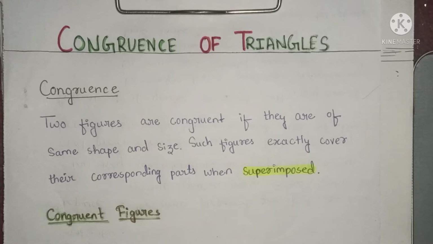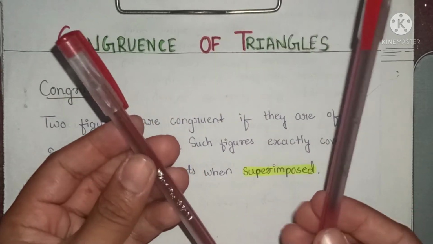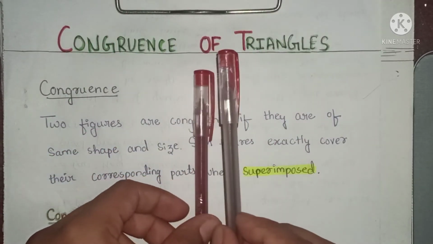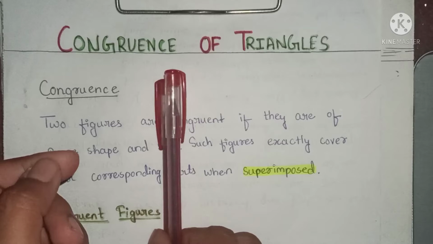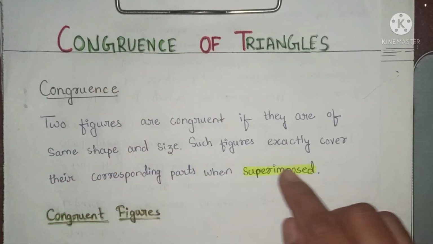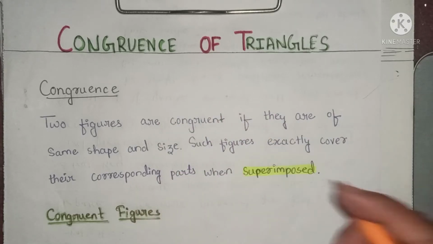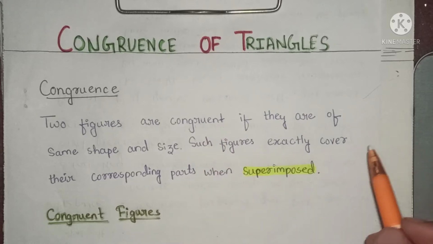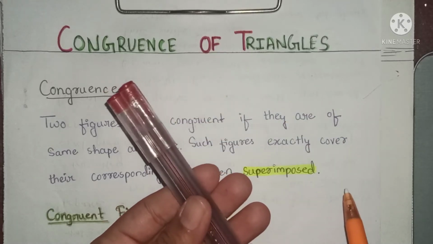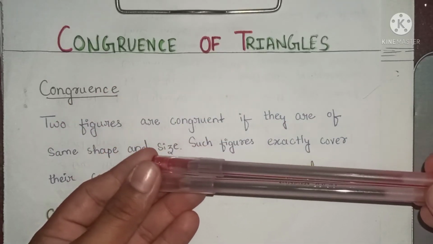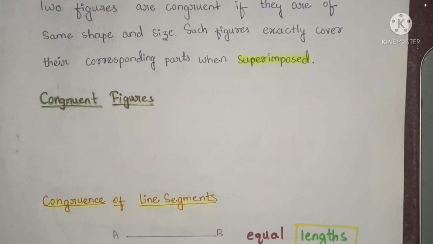Now, what does this mean? For example, let us take these two pens. They are exactly same, right? Now, if I keep the other pen on the previous one, then it will be exactly equal, right? Such figures are known as congruent figures. So the corresponding parts are equal. All the parts are equal, right? The length, the size, the shape, everything is equal. So these type of figures are known as congruent figures.